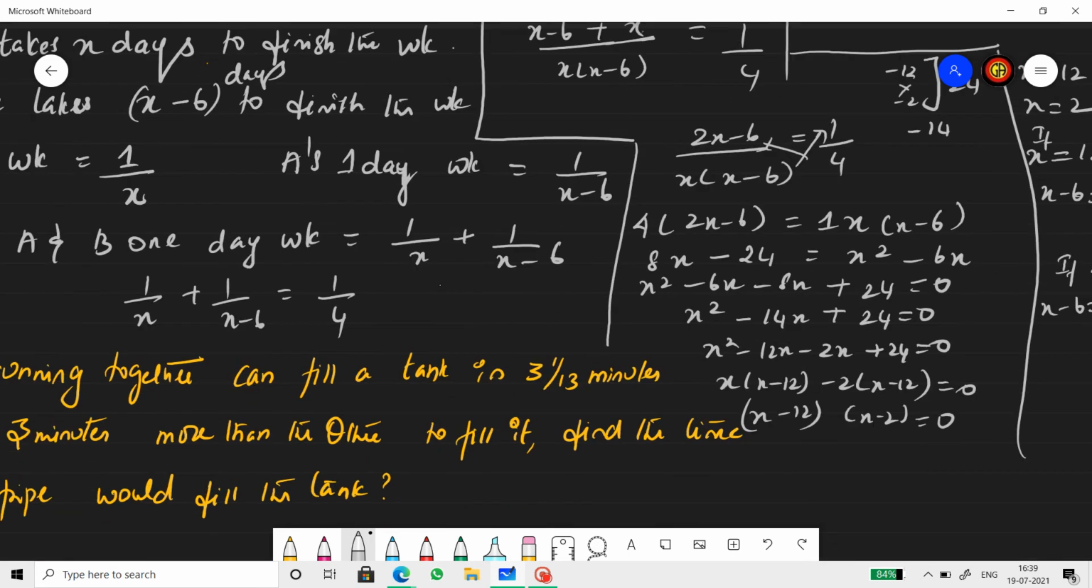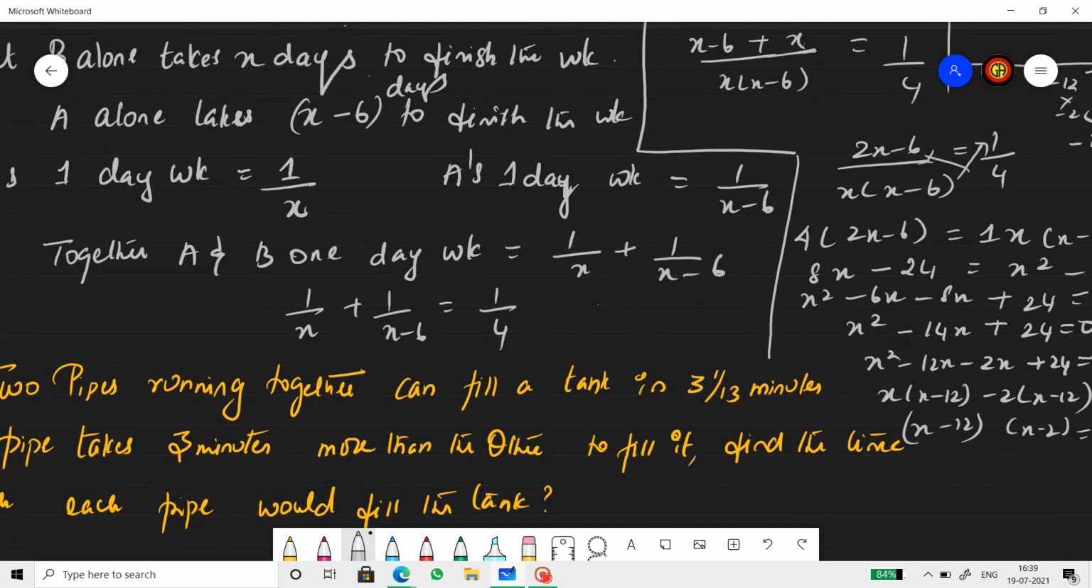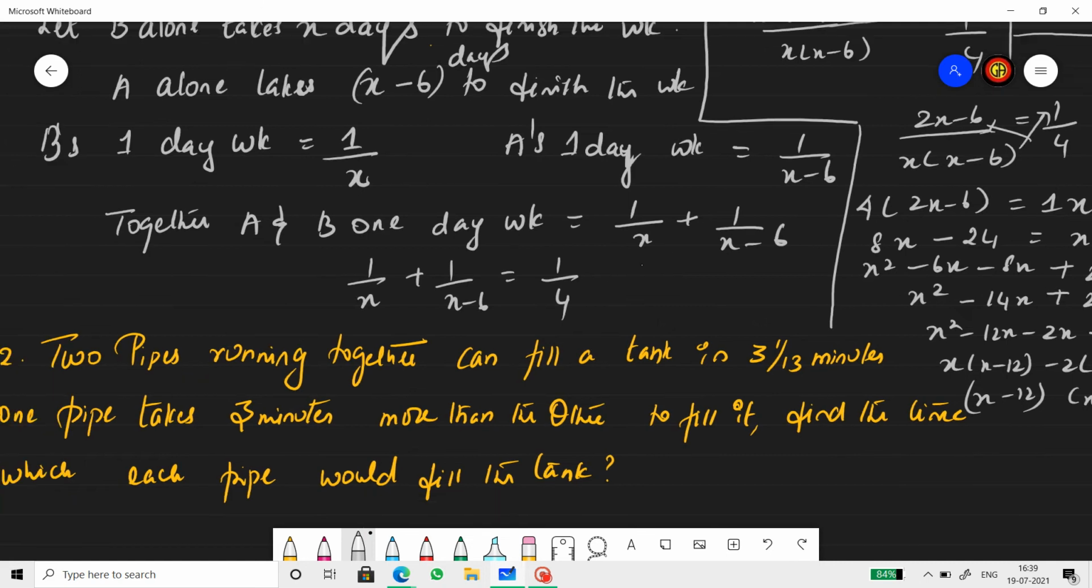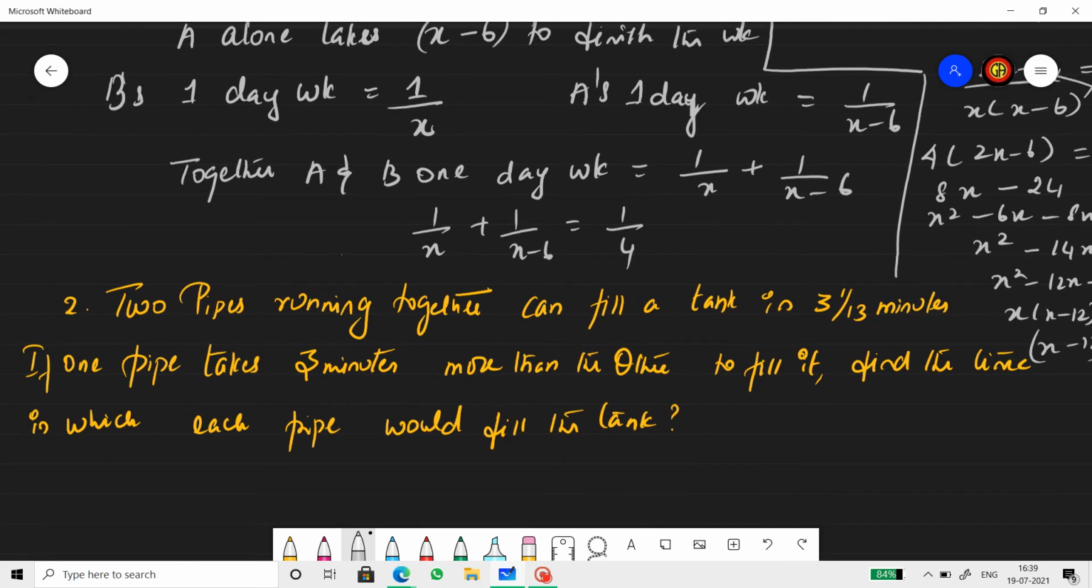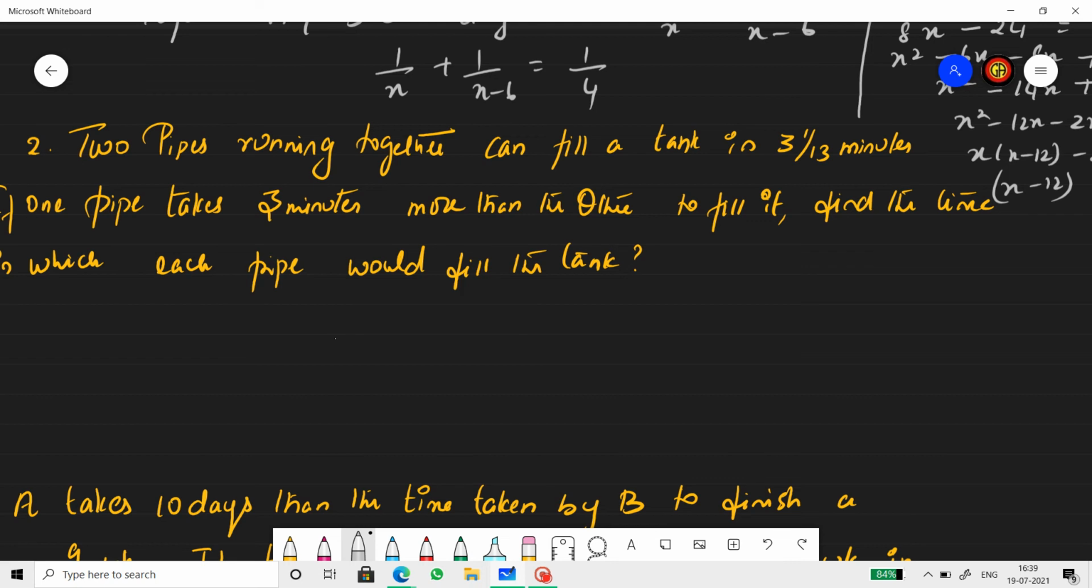So this is our first question in time and work model. Now let's move to the second one.